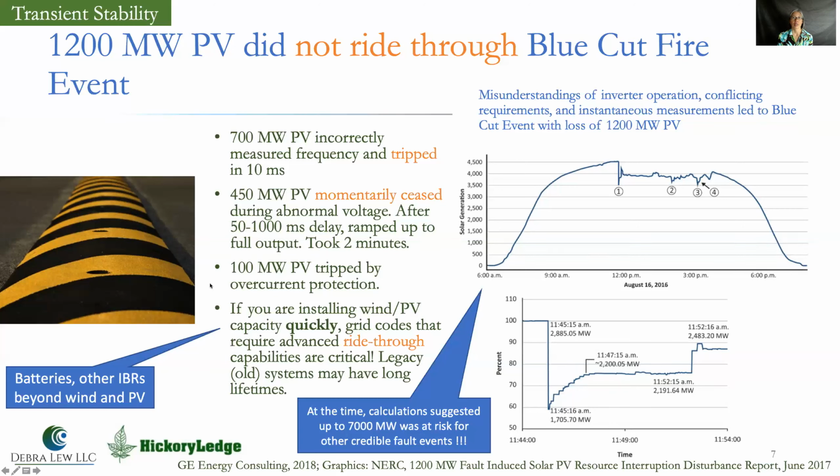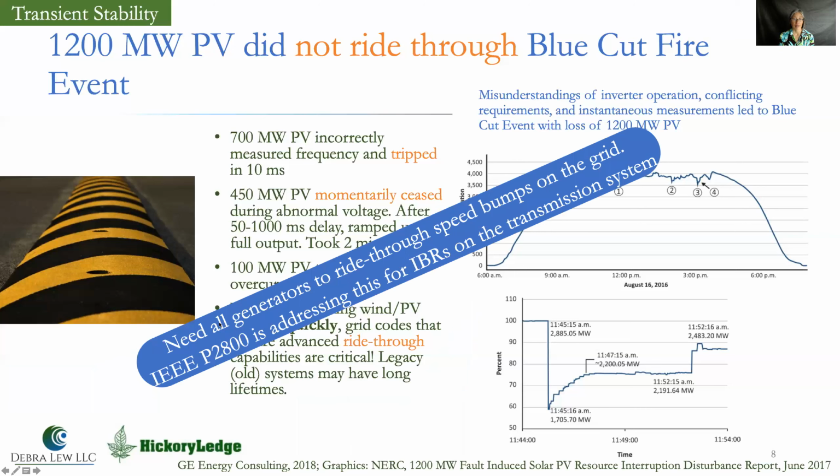It's important to note, so this is an inverter-based resource issue. As far as we know, distributed energy resources did not trip offline or momentarily cease due to this. Wind was not affected by this, but other IBRs, we do need to consider that and be careful about that. And batteries are another growing inverter-based resource that we need to consider here.